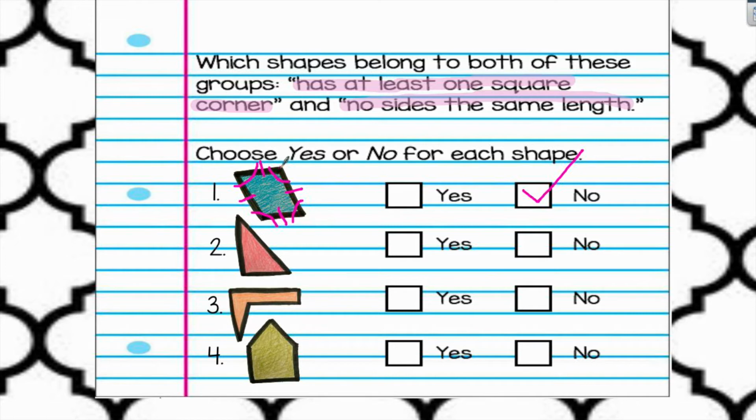Let's move on to the second shape. The second shape is a triangle, but if I look closely, this triangle has a square corner at the bottom.